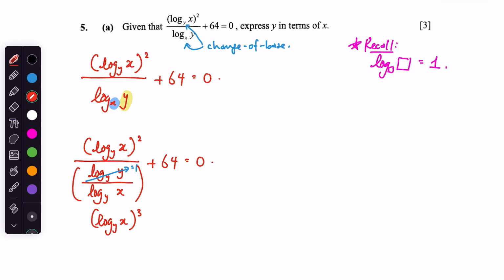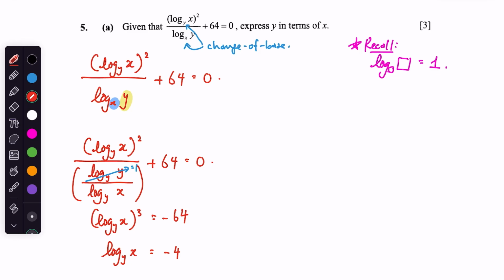So what I'm going to do is I'm going to shift the 64 over to the right hand side. So negative 64. I have a number cubed equals to negative 64. So if I take cube root, I'll get this. Just bear in mind that whenever you take square root, you need to put plus minus. But when you take cube root, you don't need to do anything.